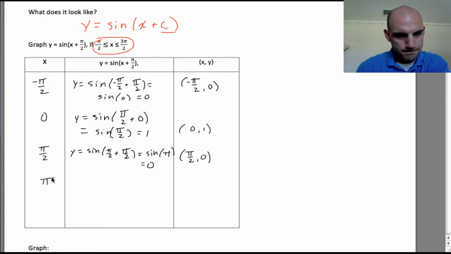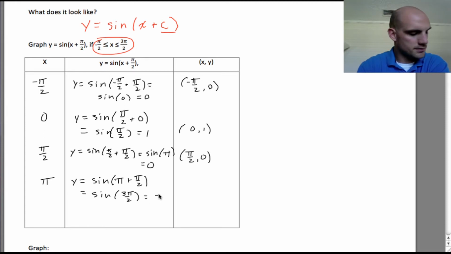We get to pi. And we get y is equal to sine of pi plus pi over 2 is equal to sine of 3 pi over 2, which gives us negative 1. Now, it may be tempting to say, oh, is this ever going to end? It is going to end because we're almost there. So our last value is 3 pi over 2.